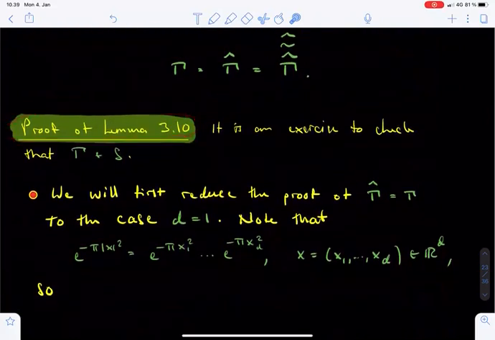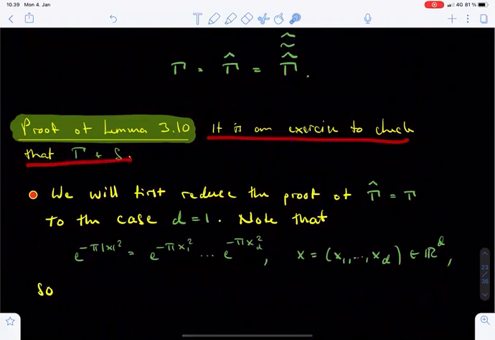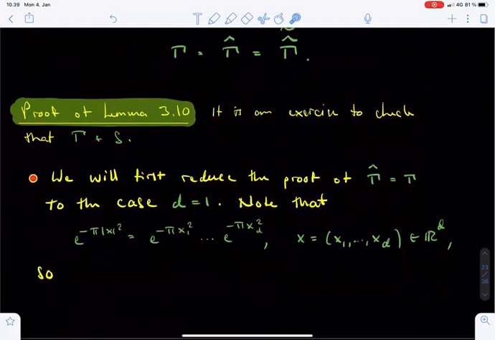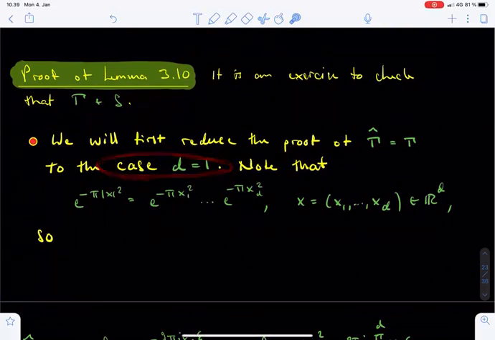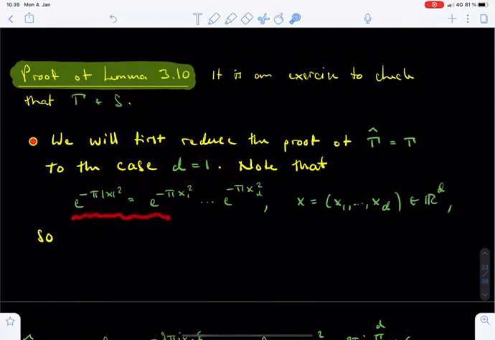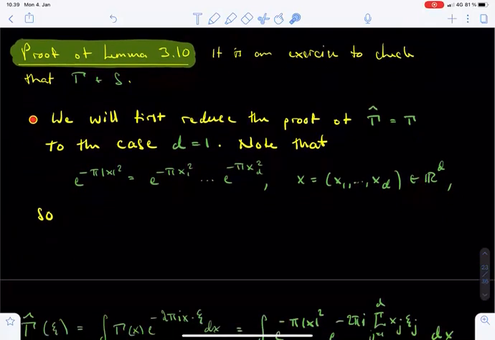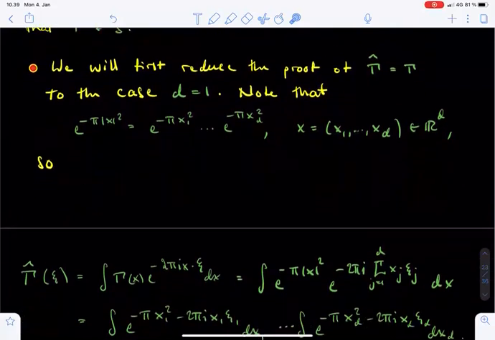Let us then prove lemma 3.10. We already mentioned earlier on the lectures and left it as an exercise to verify that the Gaussian function is a Schwarz function. It remains to check the formula hat gamma equals gamma. The first step is to reduce this claim to the case of ambient dimension d equals 1. This is based on the fact that the exponential function turns sums into products. If x equals x1, x2 through to xd is a vector in Rd, then e to the power minus pi times the norm of x squared equals the product of the factors e to the power minus pi xj squared.